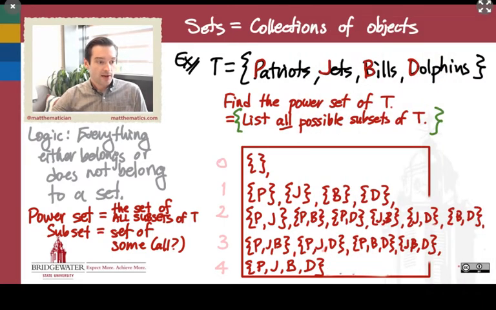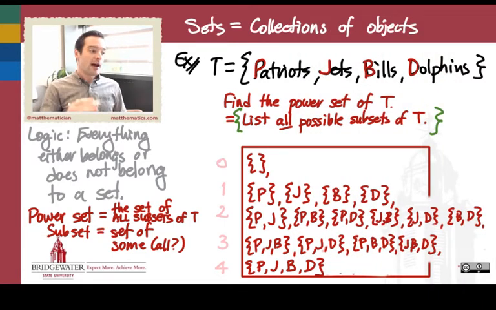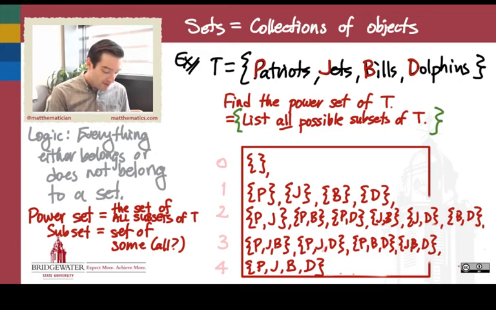So at the end of the day, this now is a list of all of the elements of the power set of T. The only thing we still have to do is to make this answer into a set in its own right. Because if the question is, what's the power set? So far, we've only listed the elements of the power set. In order to make it into a set, we also need to put curly braces around the whole thing. And this is where your head starts to swim a little bit.